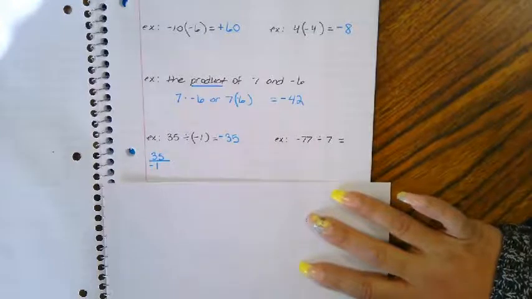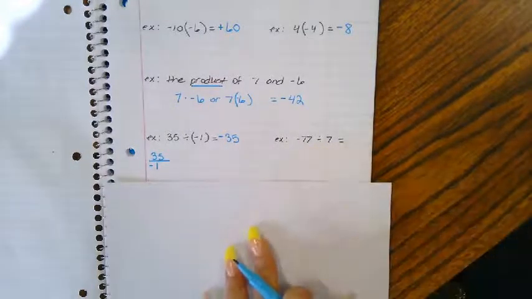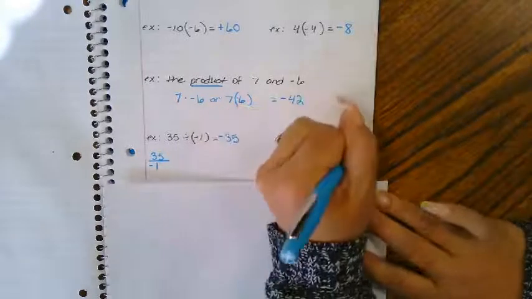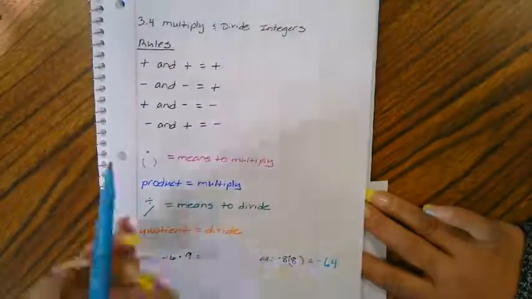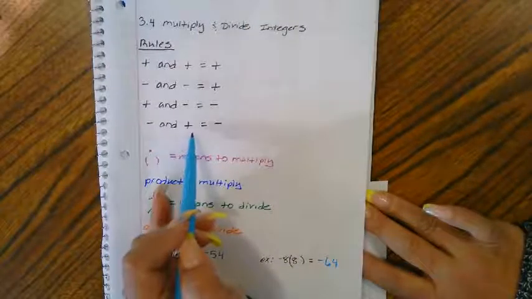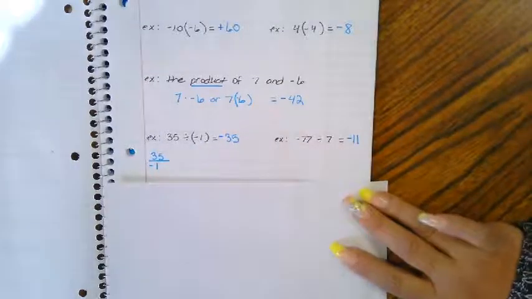All right, let's look at negative 77 divided by 7. Okay, so let's just figure out that 77 divided by 7, and that should give us an 11. Then we have a negative divided by a positive. A negative divided by a positive is a negative. So this should be negative 11.